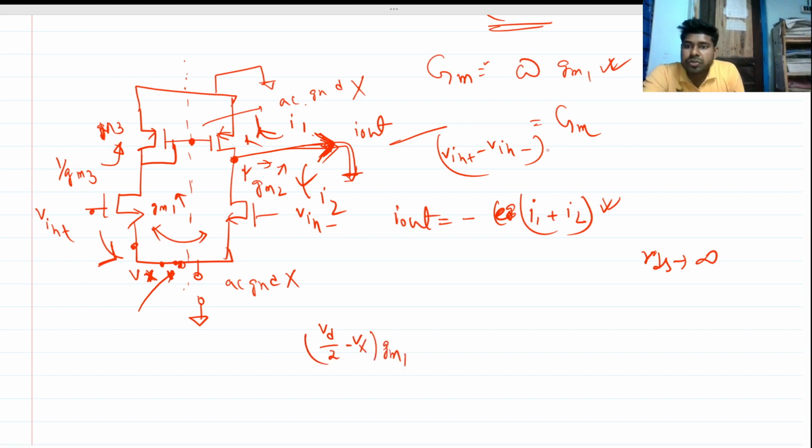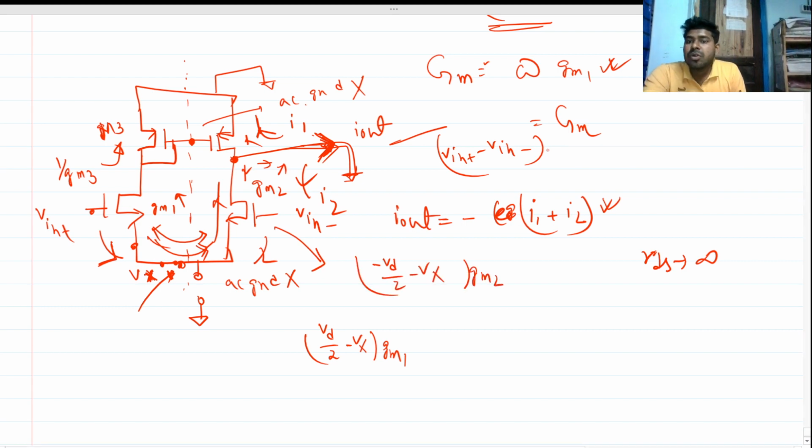Okay, so this is our current, and this is a series path, right? So the same current will be flowing through this path as well. Understood, right? So what is the dependent current source here in this path? This will be nothing but minus Vd by 2 minus Vx times Gm2, right? So these two currents must be equal, right? So let's write it: minus Vd by 2 minus Vx, times Gm2. We don't know the Gm2 value. So this is our first equation.